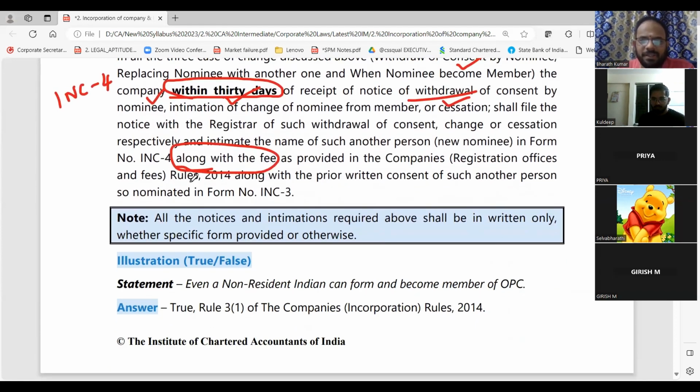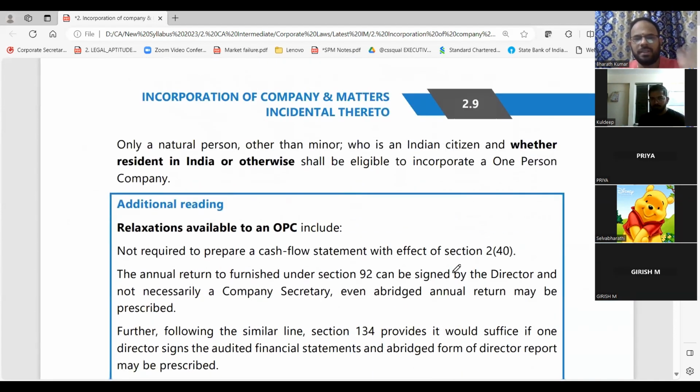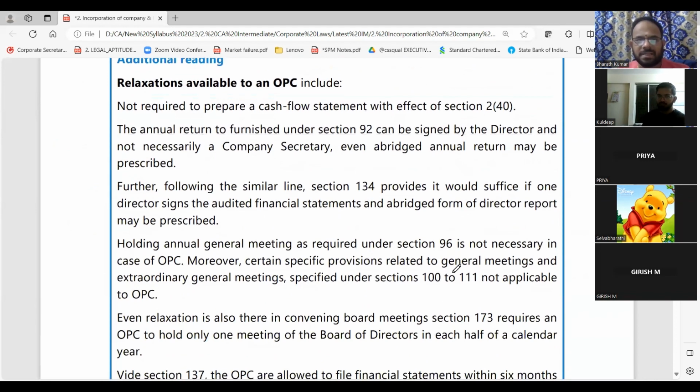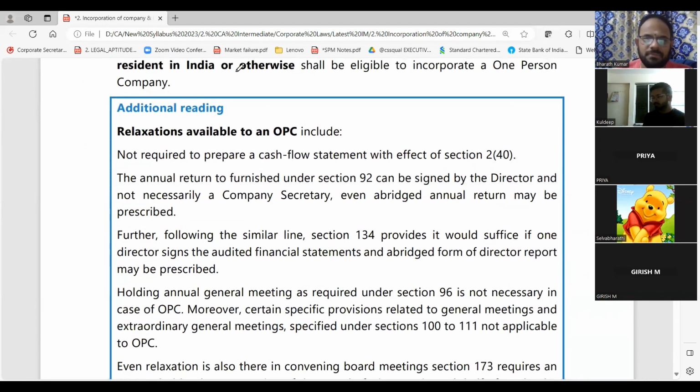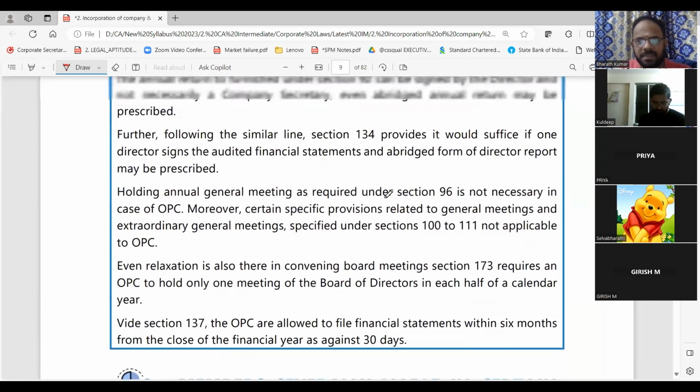Everything should be written only. How many times will you tell? Already we are tired of telling it. There is some story that is given. Additional relaxation, they might ask you in MCQ. Now I will cover that also. With that, full OPC will get covered.